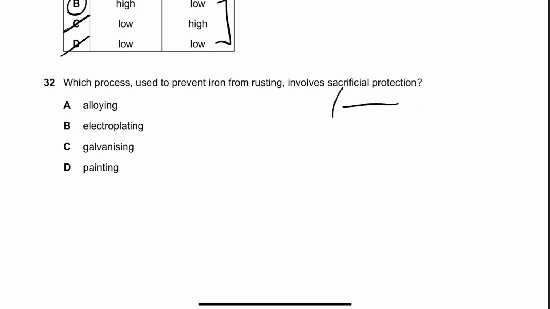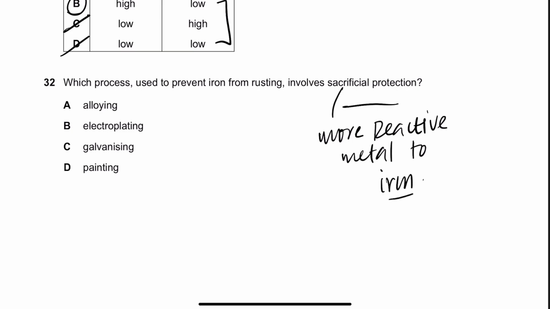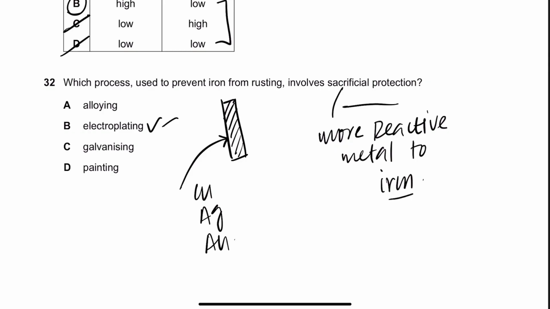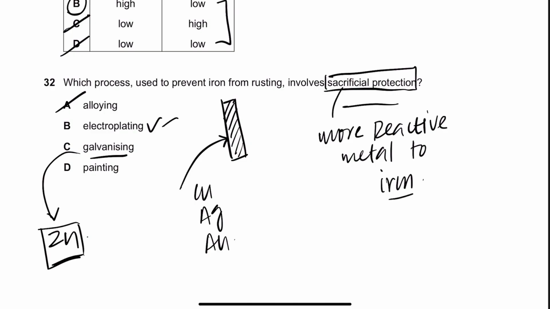Which process used to prevent iron from rusting involves sacrificial protection? Sacrificial protection is having a more reactive metal attached to iron. Those of you confusing it with electroplating: in electroplating, you take a more reactive metal, maybe iron, and coat it with a less reactive metal like copper, silver or gold. Alloying, no. Galvanizing is coating iron with zinc, and zinc is a more reactive metal than iron. That is what sacrificial protection is, adding a more reactive metal to iron. So C is the right answer.